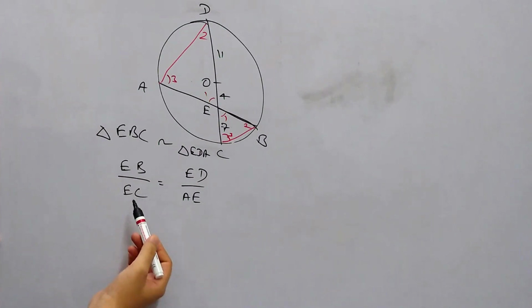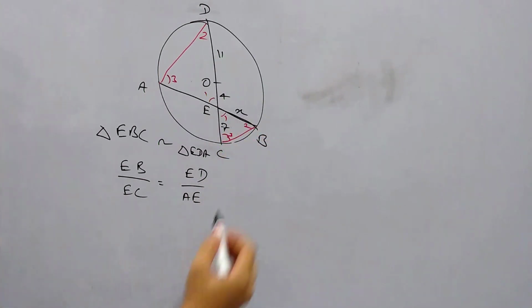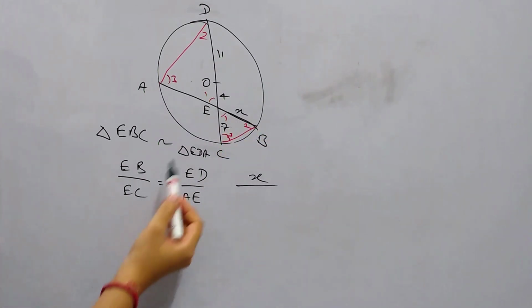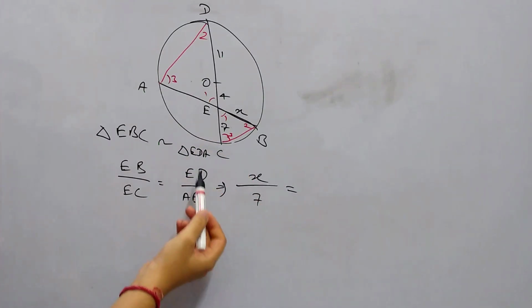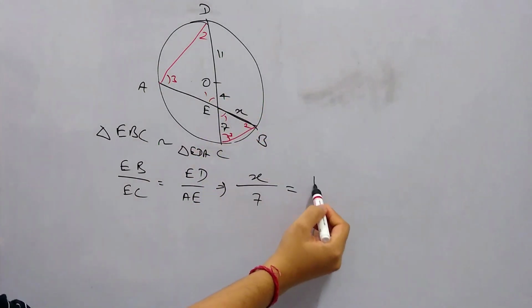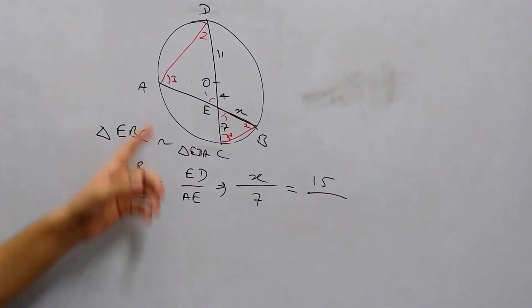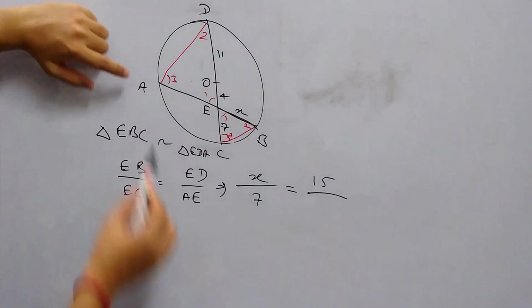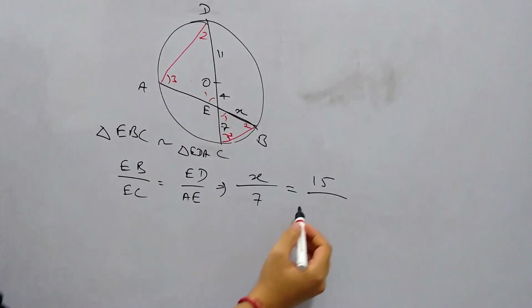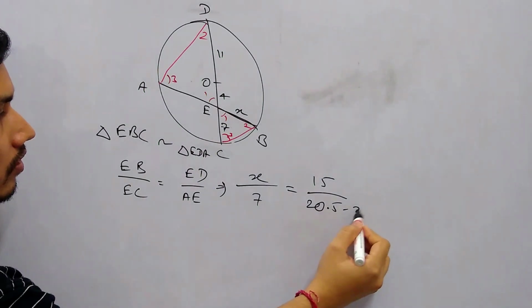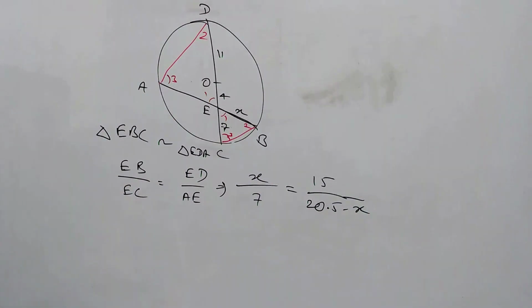So now EB we don't know. So for the sake of it, let's say this EB is x. So x by EC, we know it's 7. ED is 11 plus 4, that is 15. Okay. And again AE we don't know, but because AB is 20.5 and EB we have assumed x, AE will be 20.5 minus x.